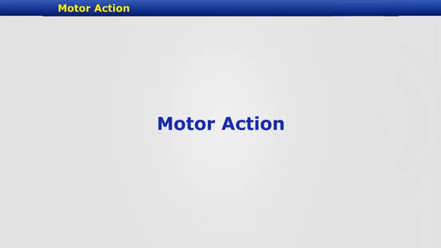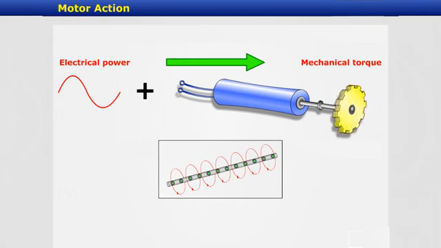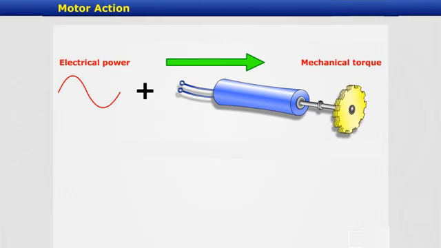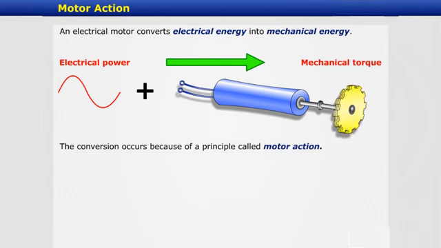Motor action. Let's examine the interaction between a conductor that represents a motor armature and a magnetic field that represents a motor's main field. An electrical motor converts electrical energy into mechanical energy. The conversion occurs because of a principle called motor action. Motor action requires two conditions.